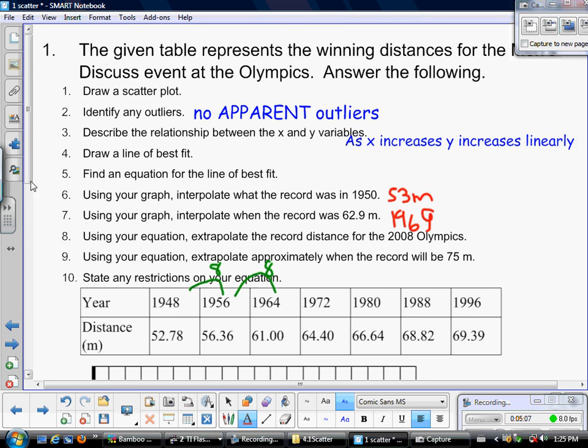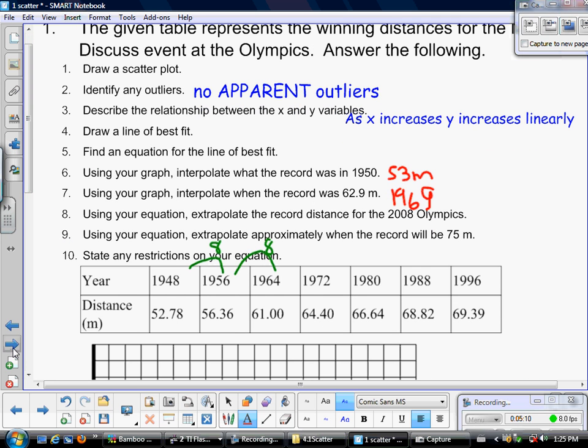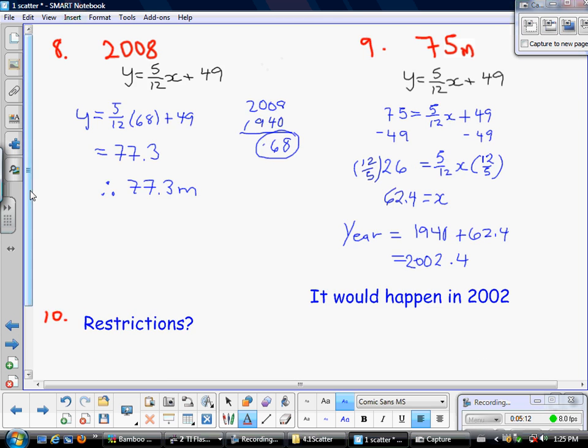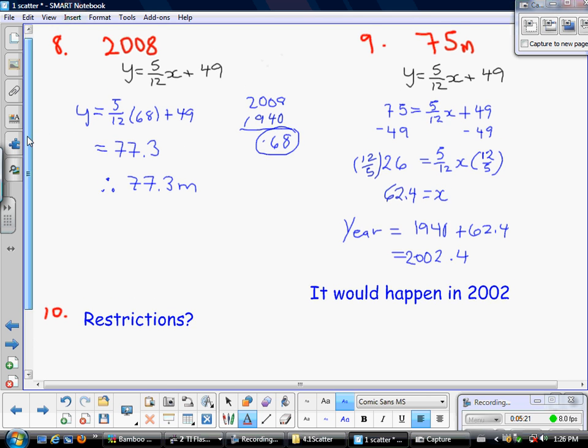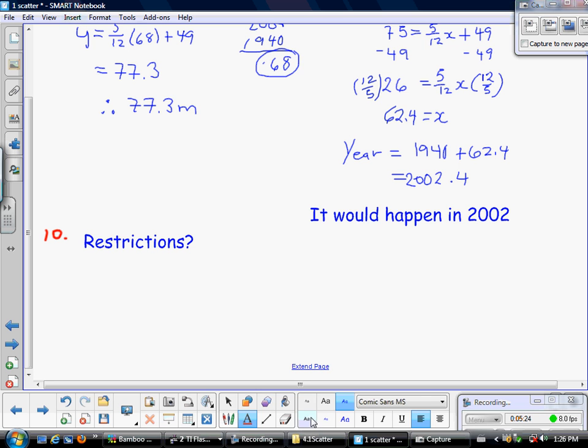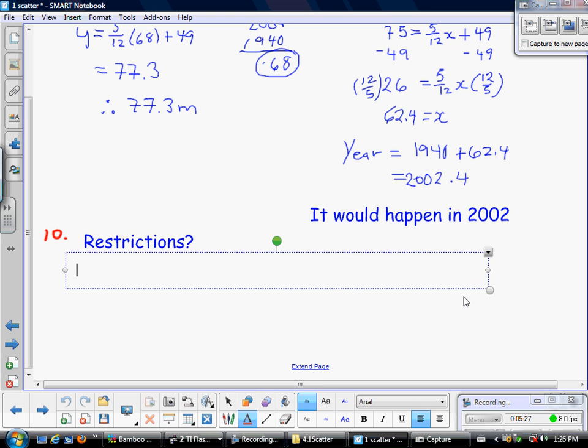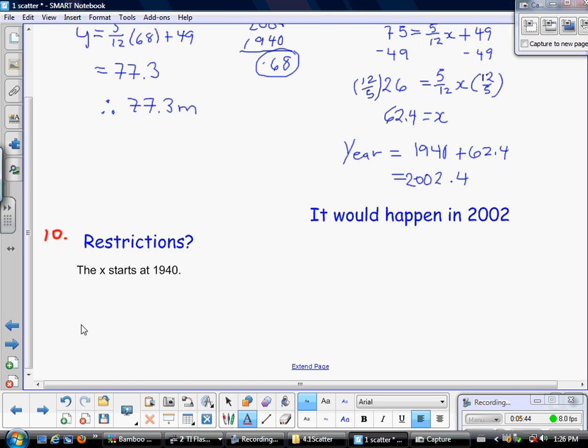Okay, so the next question asks, state any restrictions on your equation. Well, we know that we have restrictions because we talked about them already, right? Our equation is for the year 1940 and higher. Okay, so that would be a restriction. The x starts at 1940. So it means that we cannot be less than 1940 according to our equation that we created. Okay, so that gives us the restrictions here.